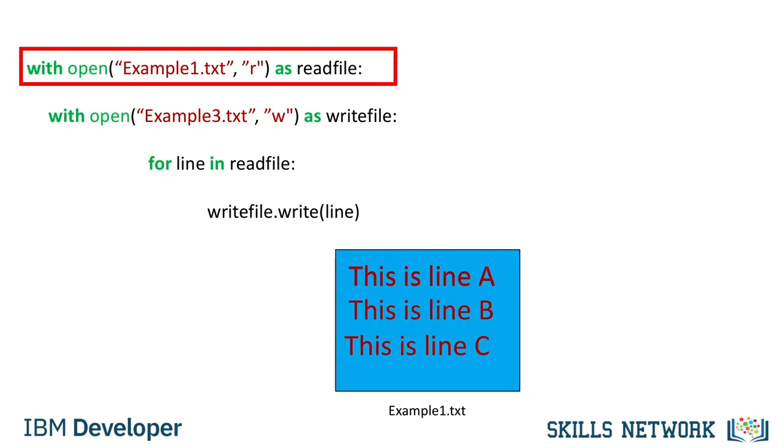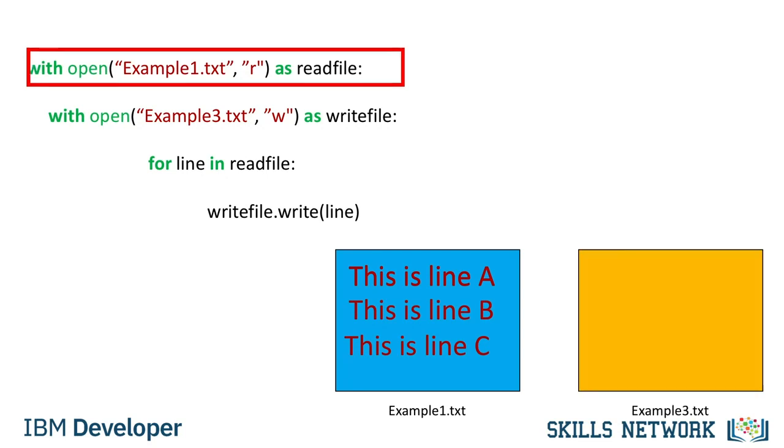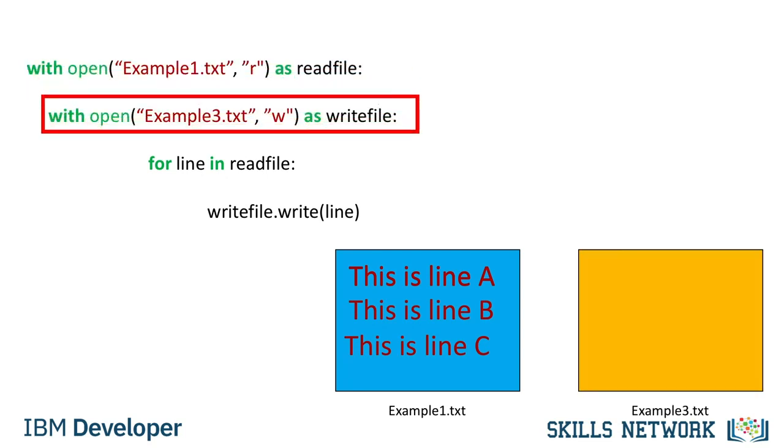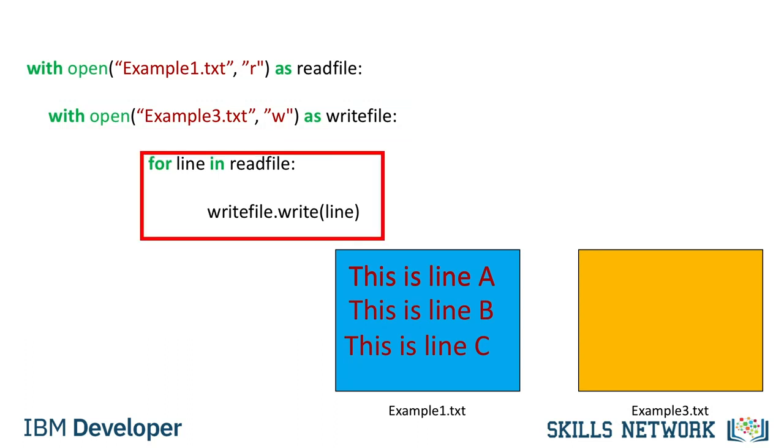We can copy one file to a new file as follows. First, we read the file example1 and interact with it via the file object, read file. Then we create a new file example3 and use the file object, write file, to interact with it. The for loop takes a line from the file object, read file, and stores it in the file example3 using the file object, write file.